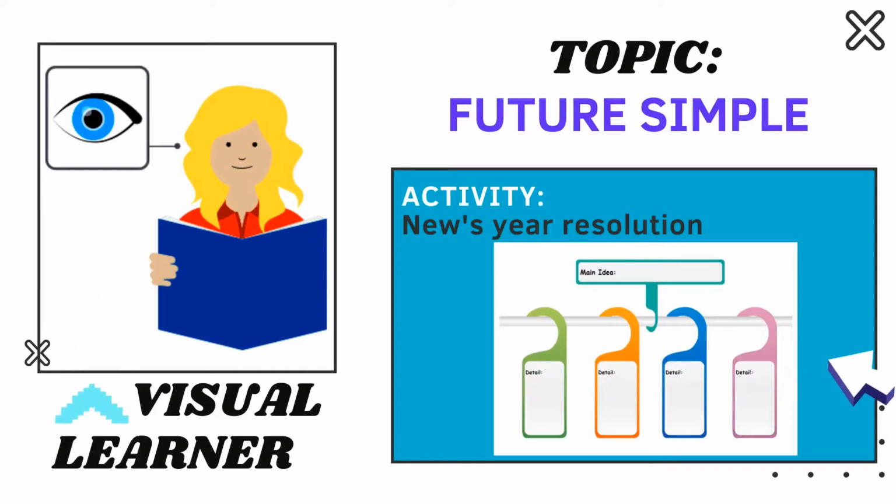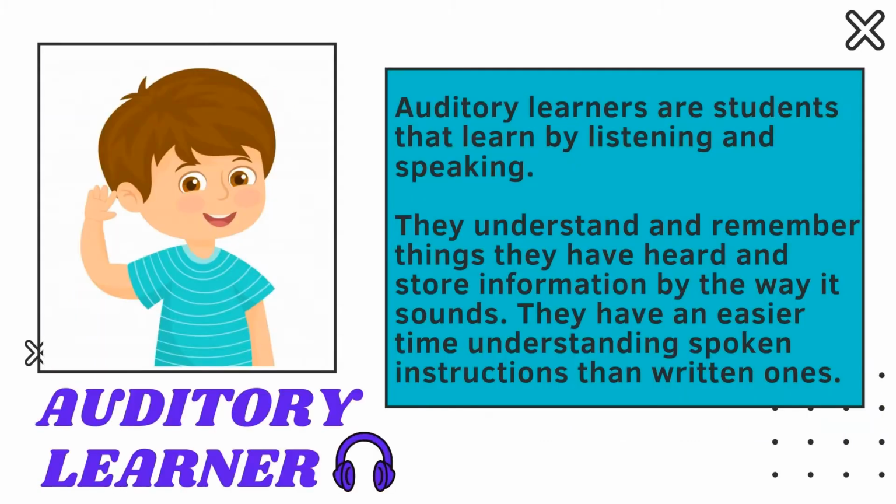Let's imagine that in an English class, you are teaching the future simple tense. So, you want your students to talk about their New Year's resolution. But they are visual learners, so you ask them to do a graphic organizer because you know that they learn and enjoy better doing visual things, doing images.